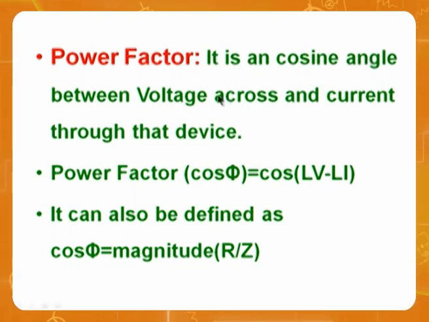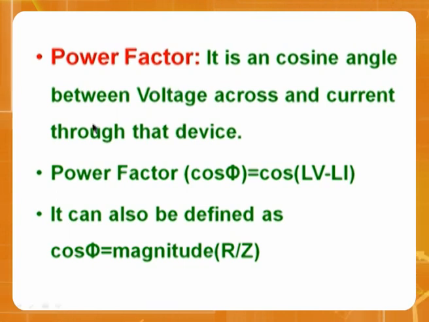It is the cosine of the angle between the voltage across the device and the current through it. Just voltage and current. So let's look at this. Power factor is cos phi, where phi is the angle of voltage minus the angle of current, the difference between those two angles. That's why people normally take the difference of those two angles.